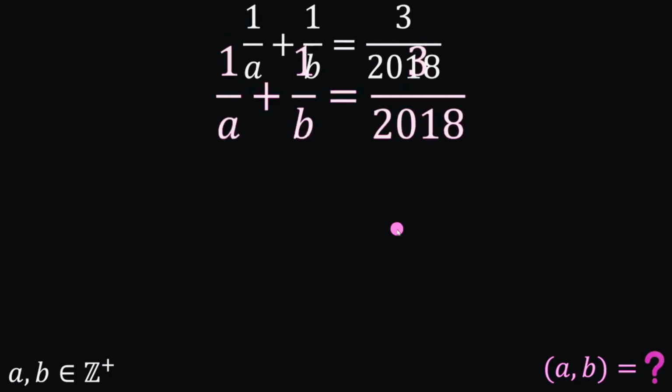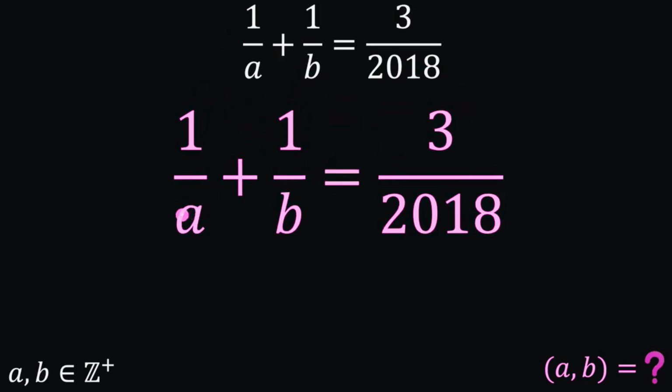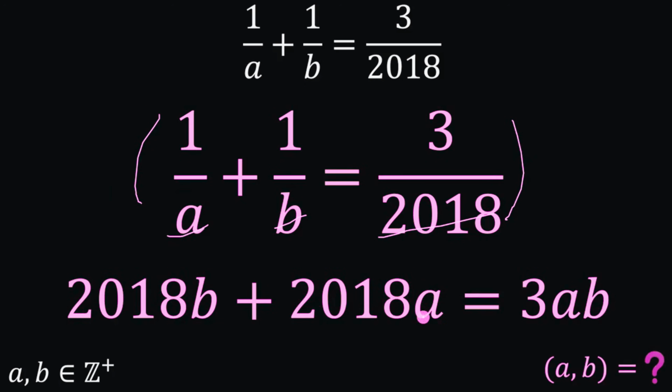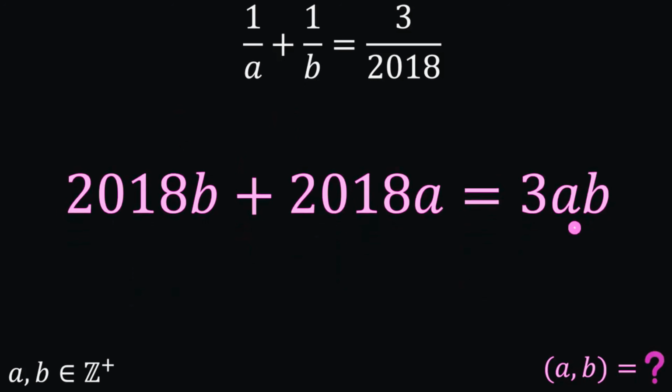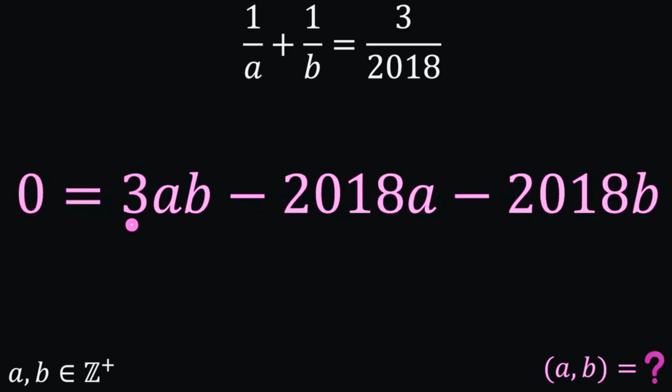So first, let's get this equation. And we don't want denominators, so what we're going to do is eliminate a, b, and 2018. So first, let's multiply this equation by a, then by b, then by 2018. If we do that, we get 2018b plus 2018a equals 3ab. Now, from here, let's rearrange some terms a little bit, and let's equate this to 0. So 0 equals 3ab minus 2018a minus 2018b.